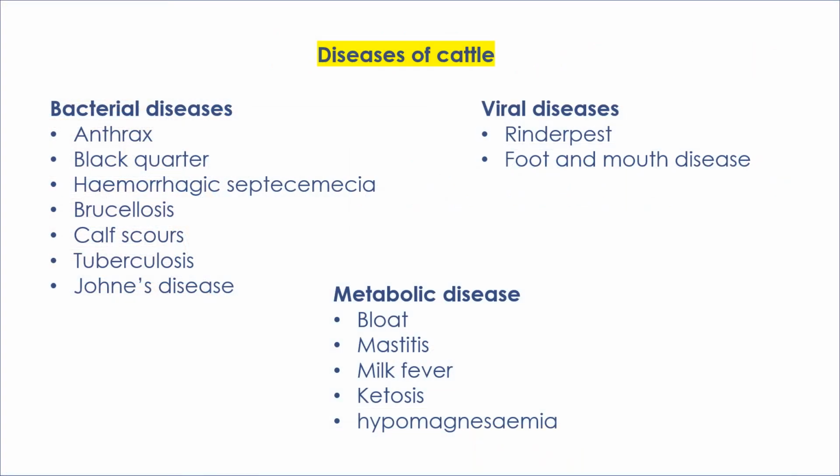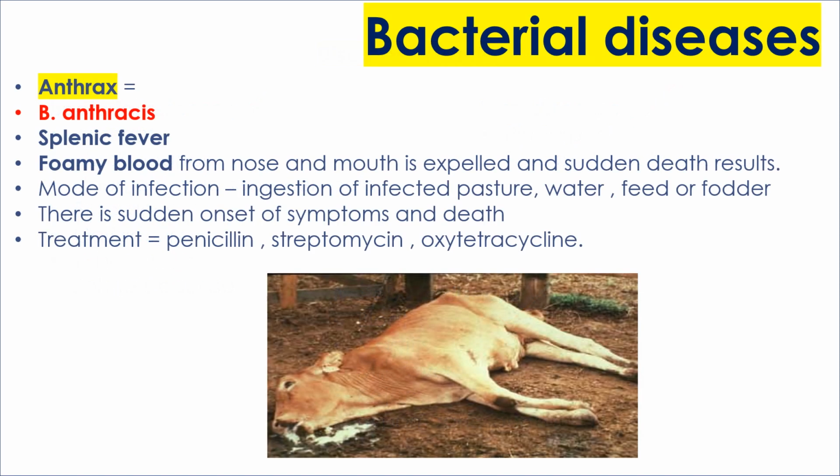So we will talk about the different diseases of cattle caused by the different organisms. Like the first one is the bacterial diseases, and then we will study about the viral diseases too, and the metabolic diseases, and the rest remaining diseases also we will cover in this video. So let's just begin with the bacterial diseases, and the first disease here is anthrax.